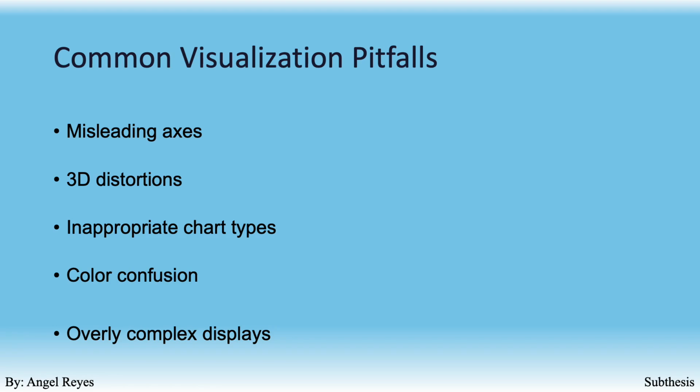Color confusion arises when too many colors are used without clear purpose, or when colorblind-unfriendly palettes are chosen. Lastly, overly complex displays with too much data or clutter can overwhelm viewers and defeat the purpose of the visualization. Awareness of these pitfalls leads to more trustworthy and digestible visuals.